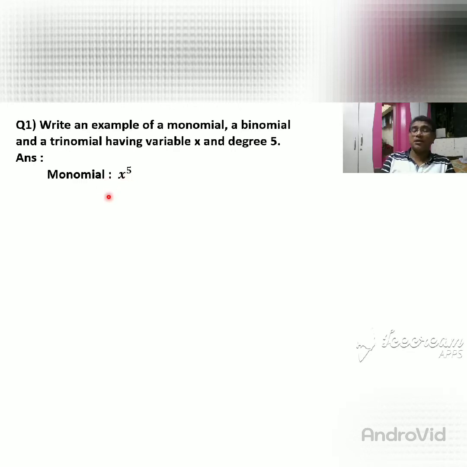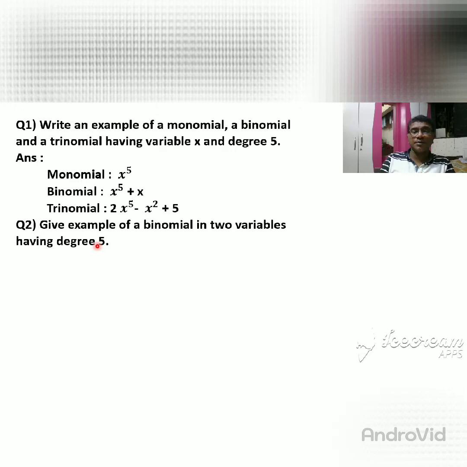x index is 5. After that, binomials. See, how many terms? 1, 2. 2 terms are there, so it is called a binomial. So x index is 5 plus x. Then trinomials. See, this is the trinomial. Trinomials means they have 3 terms: 1, 2 and 3. The greatest index is 5. So 2x index is 5 minus x square plus 5. Okay, problem number one is completed.